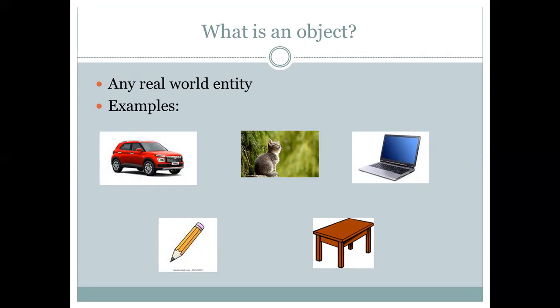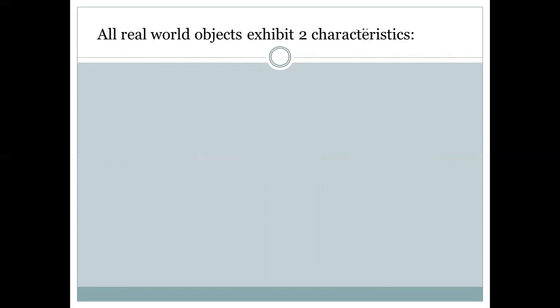To go to the next level, we need to know what the characteristics of an object are. If we take any real world object or real world entity, it is capable of exhibiting two characteristics. What are they? Number one, state of an object, and number two, behavior of an object. What do we mean by state and what do we mean by behavior? Let us take the same car as an example.